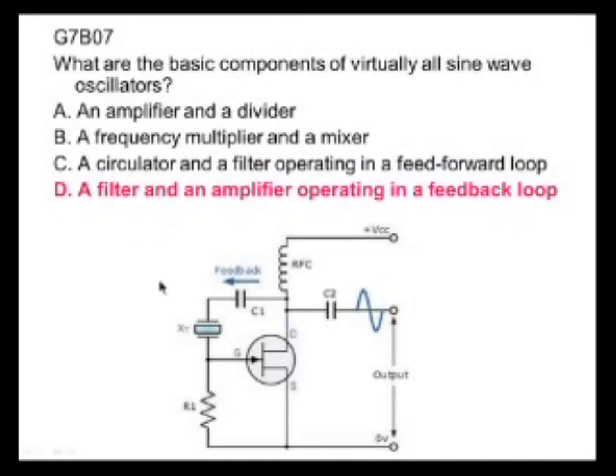In this case, we have an amplifier. We have feedback through this circuit that's designed to make it into an oscillator, and the crystal here is a filter that will allow only a single frequency, only one particular frequency, to be passed through the feedback circuit. So this closely controls what the frequency of the oscillation will be. But all sine wave oscillators are a filter and an amplifier operating in a feedback loop.